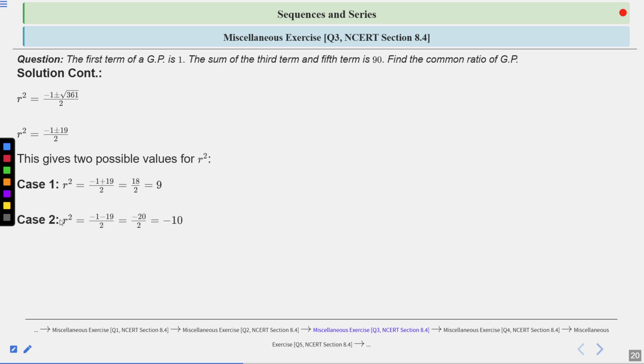Second, taking the negative sign here, r square equal to (-1 - 19) divided by 2, equal to -20 divided by 2, equal to -10. So here in case 1 you got r square equal to 9, and in case 2 r square equal to -10. Student, is it possible for any square number to have a negative value?